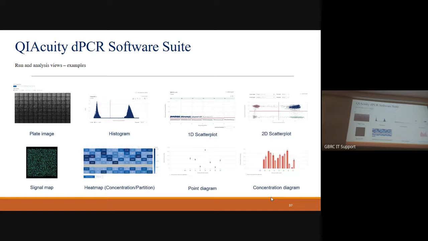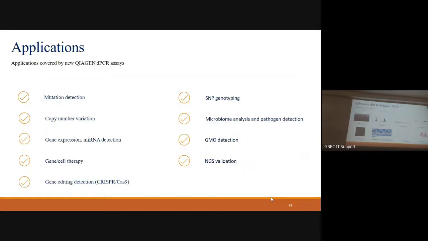In the signal map, we see how your signal is: is it oversaturated or very low. This is a heat map which gives the concentration per partition. This is a point diagram, and they also give the concentration diagram for all the wells as well as for all the targets. So what are the different applications we can use digital PCR for? Mutation detection, copy number variation, gene expression, miRNA detection, gene editing, SNP genotyping, any viral, pathogen or microbiome analysis, NGS library quantification, and NGS validation.